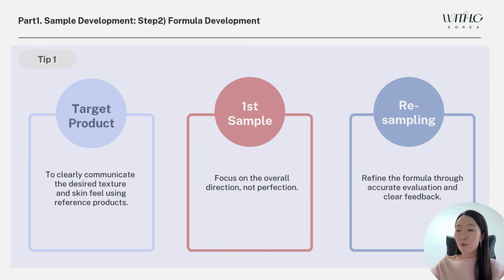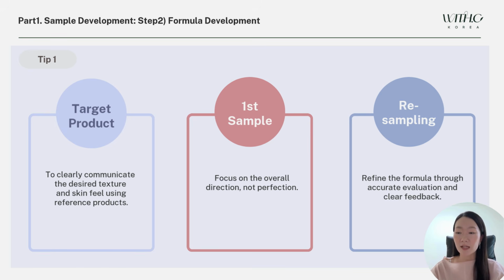We usually recommend selecting a reference product with the texture and user experience you want to achieve. The first sample is then developed with the overall direction while also reflecting the product concept and key ingredients defined in the product brief. Again, the goal of the first sample isn't to create the perfect formula. It's to confirm that the product is moving in the right direction before refining the details.